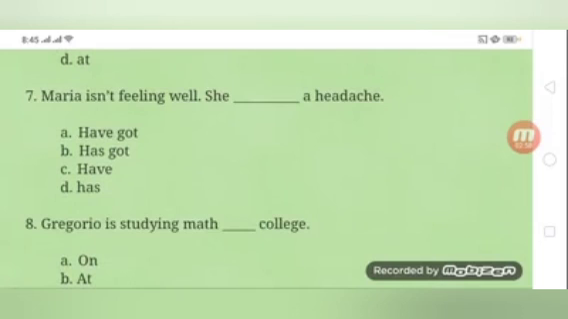Maria isn't feeling well. She blank a headache. Okay. Actually, dalawa yung sagot dito. I'm sorry. So, you would say, has got, letter B, and has. You can use them interchangeably. This is based on the British Council grammar book that I have. Ayun. So, you can use has got, or have got, has got and has, or have got and have, interchangeably. So you would say has got a headache and has a headache. Okay? So the answer here are letters B and D. I'm sorry. Dapat isa lang yan.